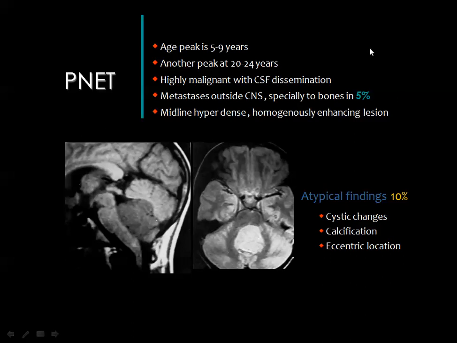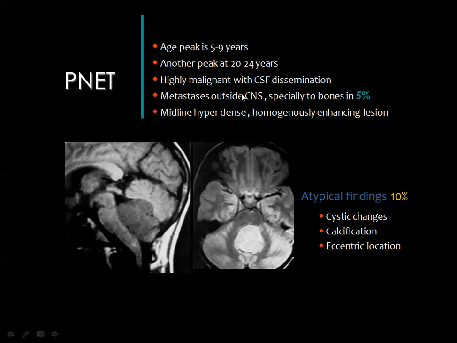They have a peak in the pediatric age group and another peak in young adults, and they are very highly malignant lesions with a high incidence of CSF dissemination. And one of the criteria is that these tumors are able to produce or give metastasis outside the CNS, maybe to the bone, as you can see here.